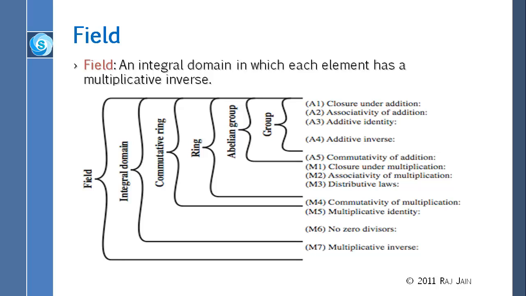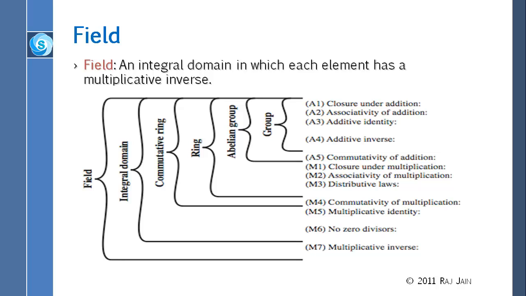So here is the set of properties. If it is closed, associative, has an additive identity and additive inverse, we call it a group. If it is commutative, we call it an abelian group. If it is closed under multiplication, with associativity of multiplication and the distributive law, then this is a ring. If multiplication is commutative, it is a commutative ring. If a multiplicative identity exists and there are no zero divisors, then it is an integral domain. If there is a multiplicative inverse, then it is a field.